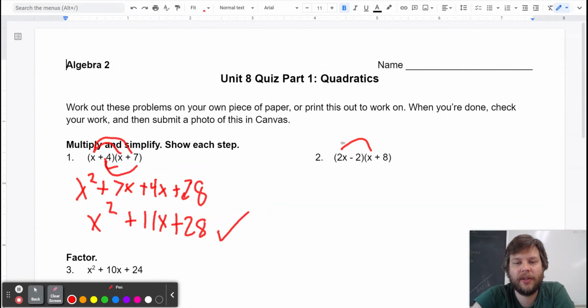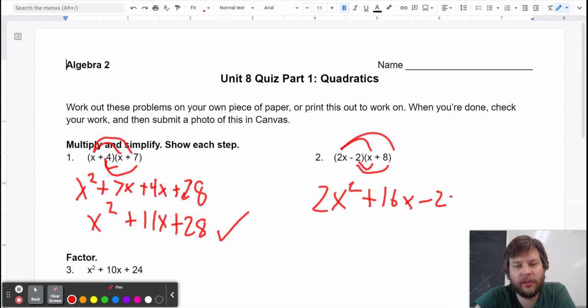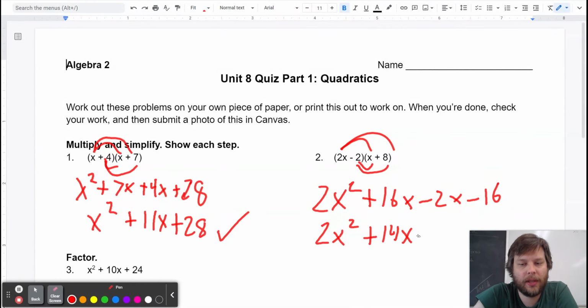Number 2 is basically the same idea, but we have a 2x instead of an x. So 2x times x, 2x times 8, negative 2 times x, negative 2 times 8. Combine the middle terms to be like this. Do not try to solve it. There's nothing to solve here.